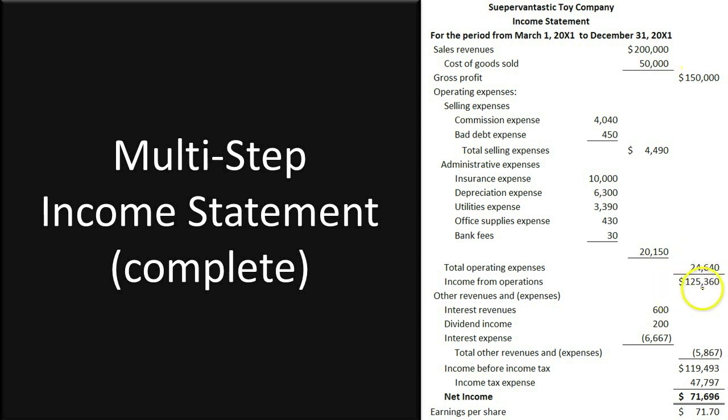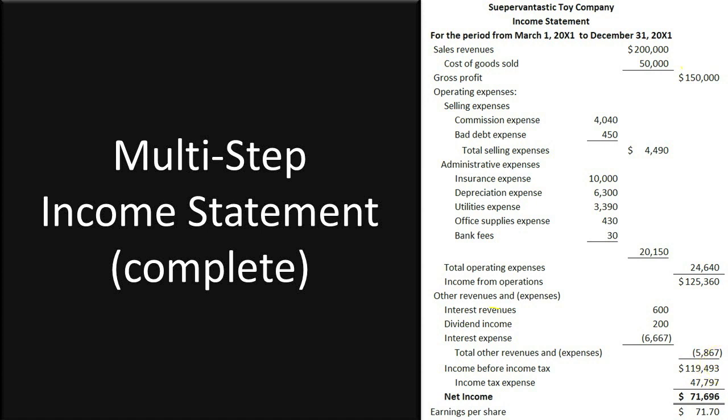arriving at income from operations of $125,360. Then we have some other revenues and expenses that aren't really our core business, so we call them other, and it appears that we have a net expense of $5,867. We take our income from operations, deduct that net other expense to get income before income tax of $119,493.